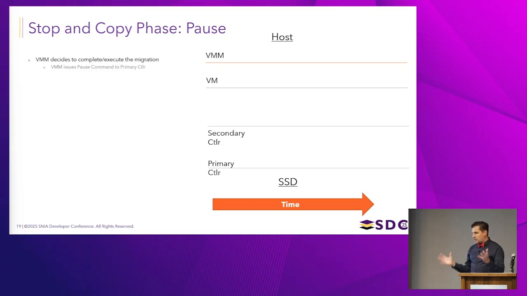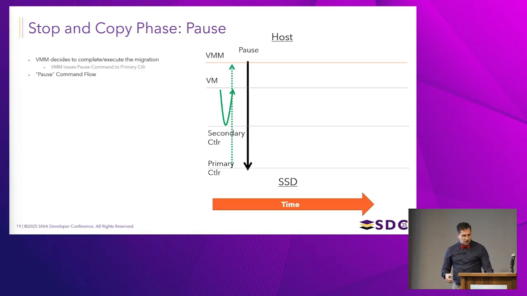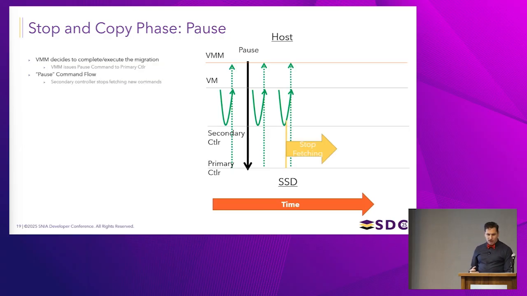So potentially that VM is still doing interactions. Those interactions continue to get logged. The VMM makes this decision: now is the time to actually do the migration. So it sends in a pause. Again, we have that VM potentially continuing to send the IOs that are getting logged. So we have this stop fetching action from the SSD, right? The VMM is sending that information to the primary controller. The primary controller is stopping the secondary controller from doing any fetching.